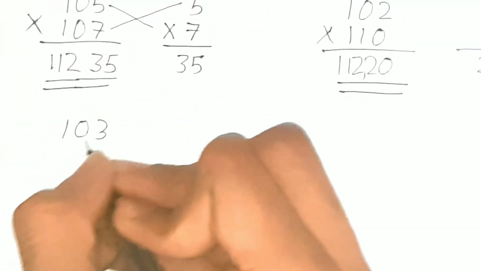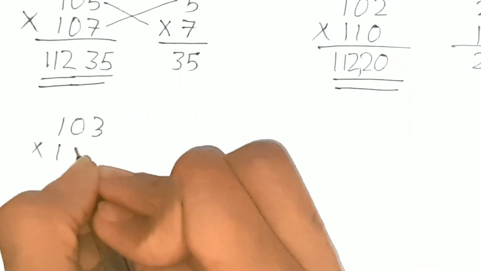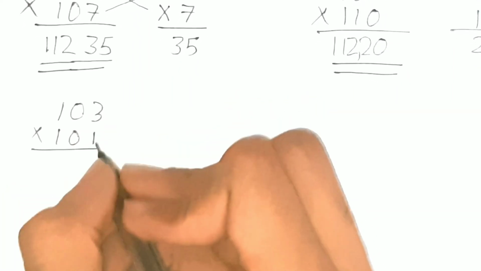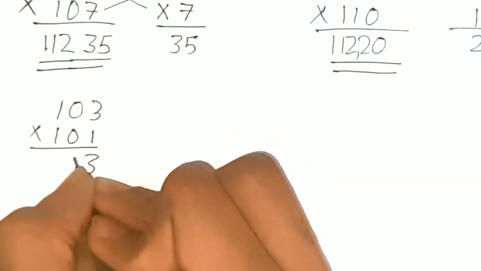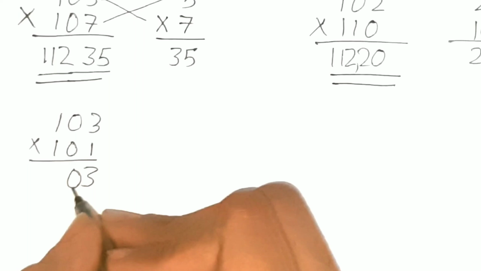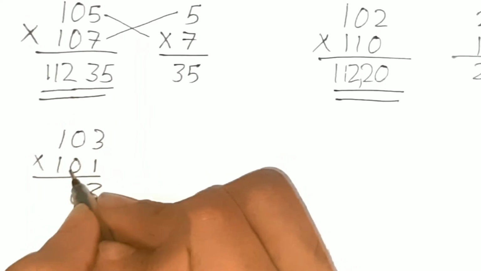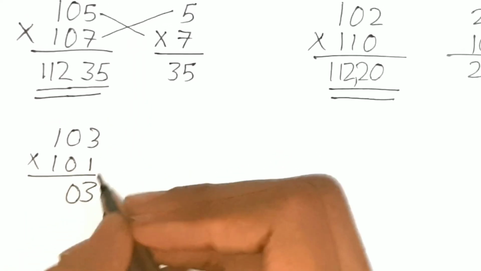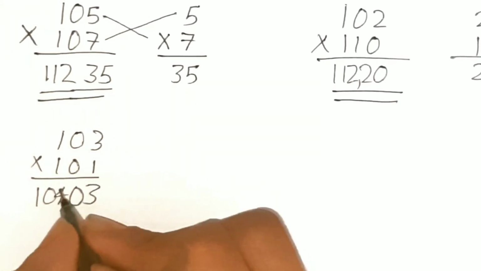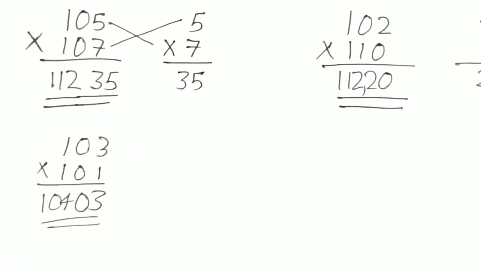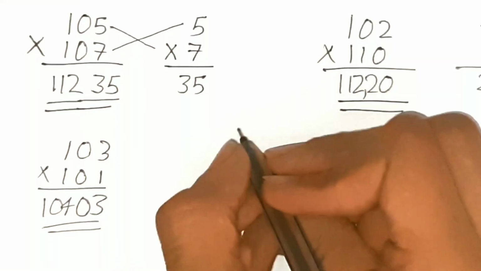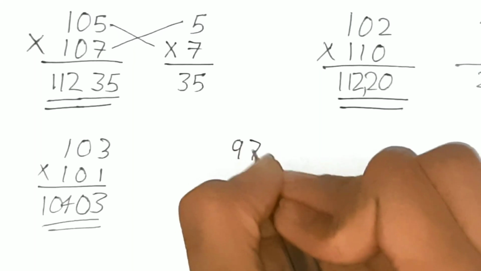Let's take one more example. Let's say we have 103 into 101. This one I'm not going to show you the calculation, so it is 3 into 1, that is 03. We need to add 0. Why? You know already. Now as we'll do cross addition, it would be 10403. This is the answer. Really easy trick. You don't need to calculate much, like you don't need to go for the lengthier method.